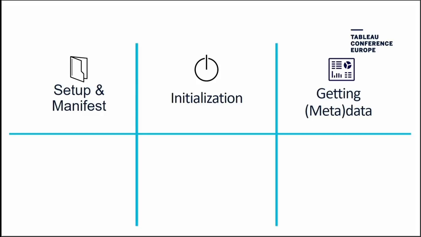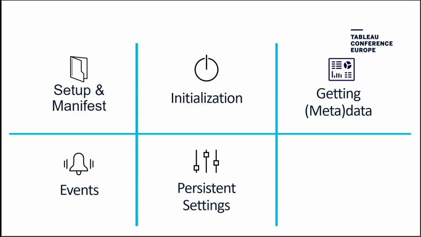We're going to talk about getting some of the data, either the underlying data or the metadata about the worksheets, dashboard names, etc. Then we'll come on to listening to events, so changing the mark selected or updating a filter in the dashboard. And then the next step is the persistent settings. So if you want to save settings from within the extension as part of the workbook, we'll show you how to do that. And then finally, we'll complete the loop with Tableau actions.